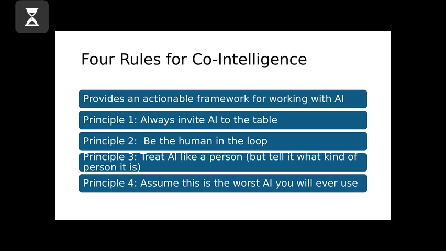So the first principle is always invite AI to the table. Second principle, be the human in the loop. Third principle, treat AI like a person, but tell it what kind of person it is. And the fourth principle, assume this is the worst AI you will ever use. So in the next couple of slides, we're gonna elaborate on each one of these principles.